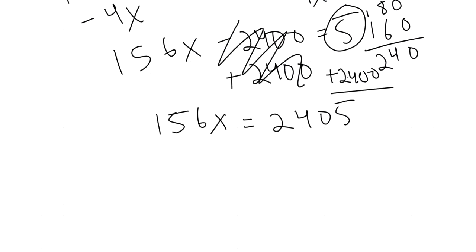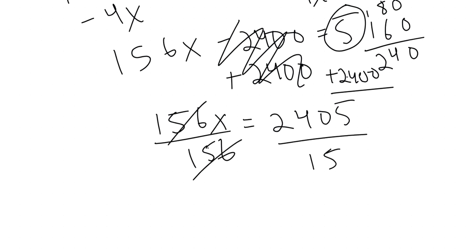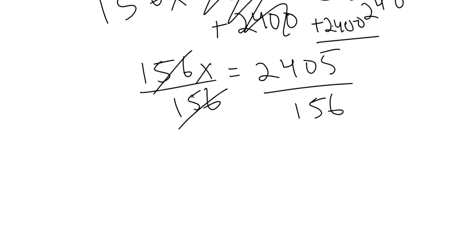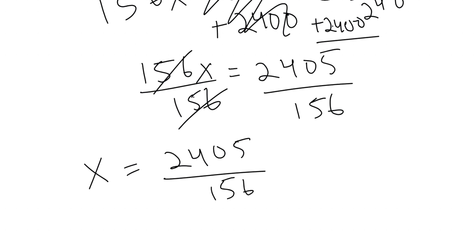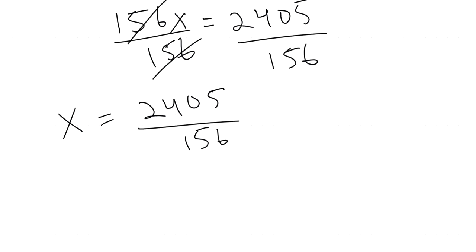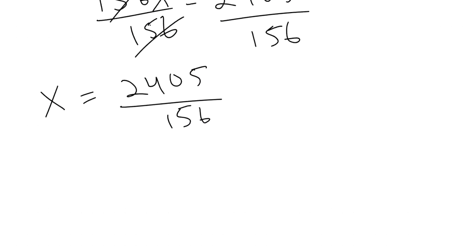Now we have to divide both sides by 156 so that these cancel out. And we end up with x equals 2,405 divided by 156. Now, I'm not sure if this is in simplest form, but the way to find out is to turn it to a mixed number. So let's go through the process of turning it to a mixed number.